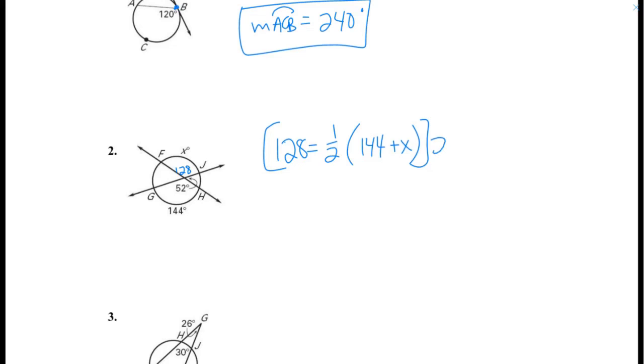I'll go ahead and multiply by 2. So 256 is equal to 144 plus x. And then when you subtract 144, you should come up with an x value of 112.